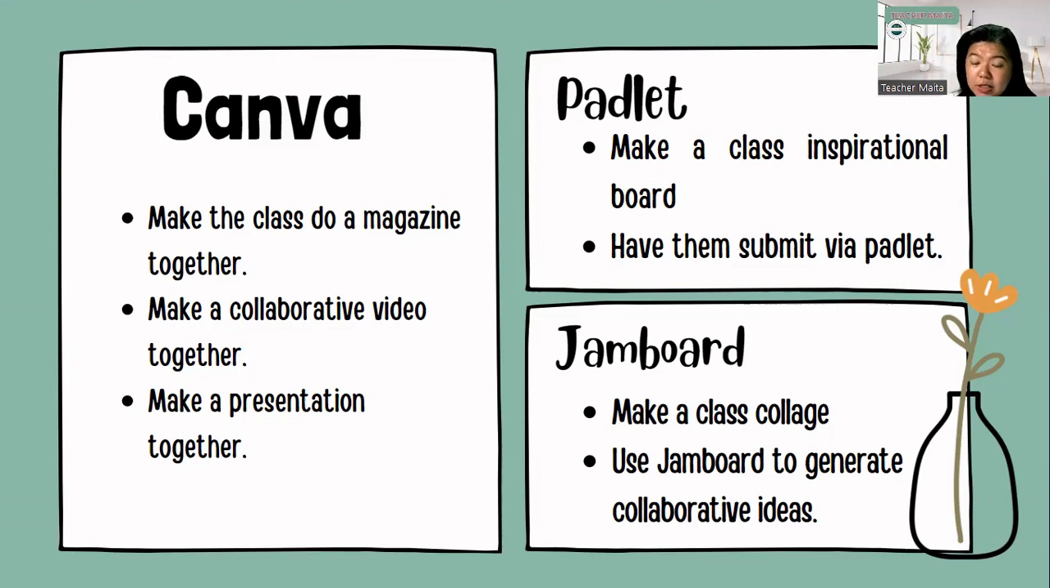Then for Jamboard. So Jamboard, there are other applications aside from using it as a whiteboard. You can make a class collage. You can use Jamboard to collaborate on ideas. So there are so many things. And yes, you can share it as a PDF or a JPEG. So yeah, with those share buttons, there's so many things you can do with just these three applications. By the way, I use all three in class.